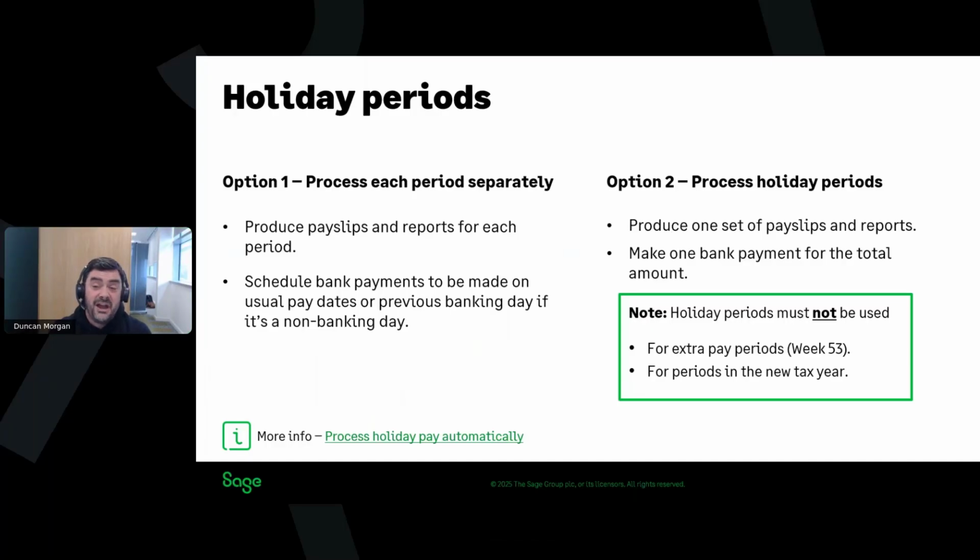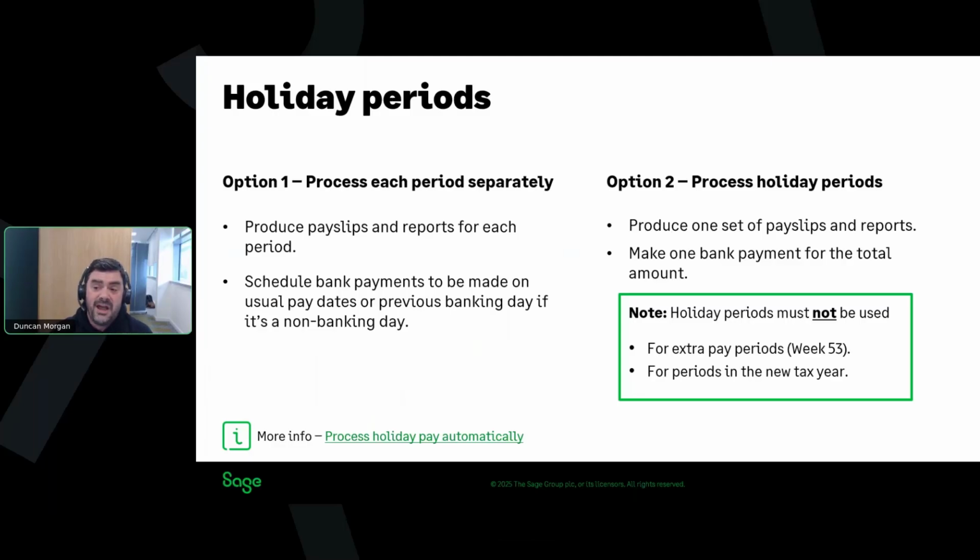Now, the first option that you have, which is arguably the simplest, is to process each separate period as separate pay runs. So, for example, you could run your week 51 payroll, entering the payments for that week, running end of period, and submitting the payroll submission. And then immediately after that, you could set period 52, and you could run through the same steps. Now, you'd end up with a set of reports for each separate period.